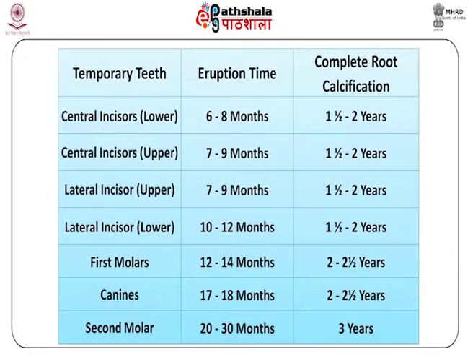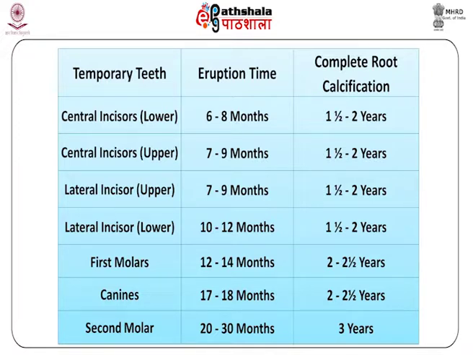Now, in this table, we have shown the temporary teeth in one column, their eruption time in the next column, and the complete root calcification age in the third column. Starting with the first, the central incisors: the eruption time is 6 to 8 months, and for complete calcification 1.5 to 2 years. Next are the central incisors: the eruption time is 7 to 9 months, and the time needed for complete root calcification is 1.5 to 2 years.